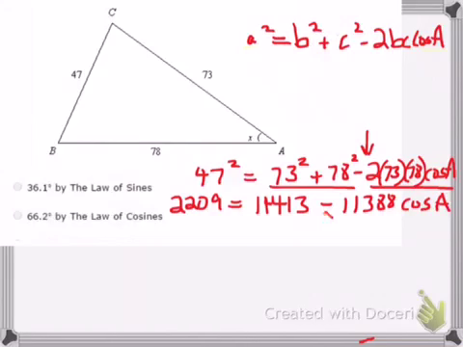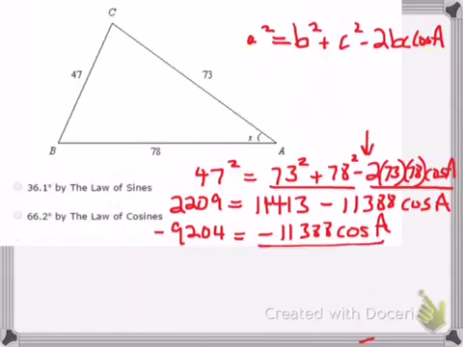So I'm going to get the variable by itself, just like we always do if we're solving an equation. I'm going to subtract 11,413 from both sides. 2209 minus 11,413 is equal to negative 9,204. That's going to be equal to negative 11,388 times the cosine of A. And then the next step in this process is going to be to divide both sides by negative 11,388.